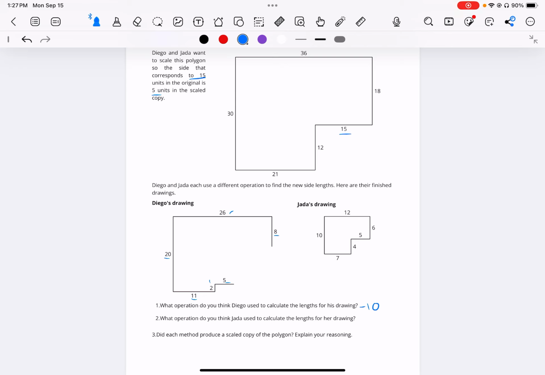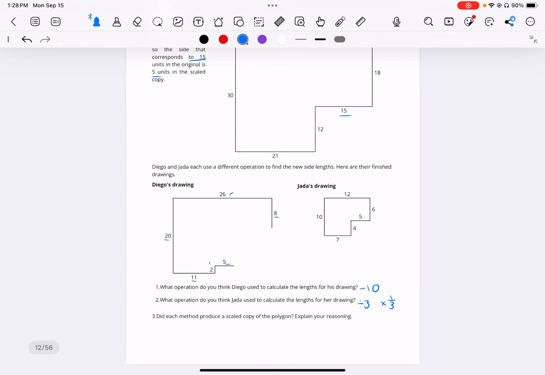Jada went 15 to 5, 18 to 6, 36 to 12, 30 to 10. So Jada divided by 3, but we want to see it as multiplication. So Jada multiplied by 1/3. Dividing by 3 is the same thing as multiplying by 1/3. And which method created a scaled copy? So Jada's is a scaled copy. And the reason why is it created the same shape. In Diego's, there's this part missing, so we know that it's not a scaled copy.